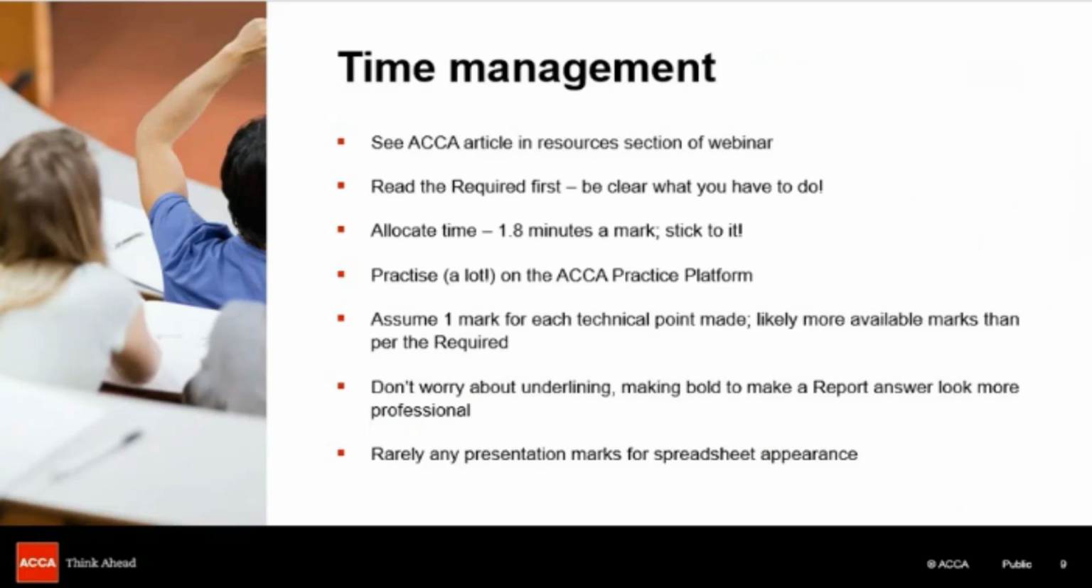Allocate time. So if you leave aside the reading time to scope the paper out at the beginning of 15 minutes, you've got 1.8 minutes a mark. So if you've got 3 marks in a section of a question, that's about 5 minutes. After that, aim to make 3 or 4 points. There's usually more available marks than the 3, so there might be 4 available marks, say. Make 4 points, move on. 4 separate points, move on. Okay, so stick to that.